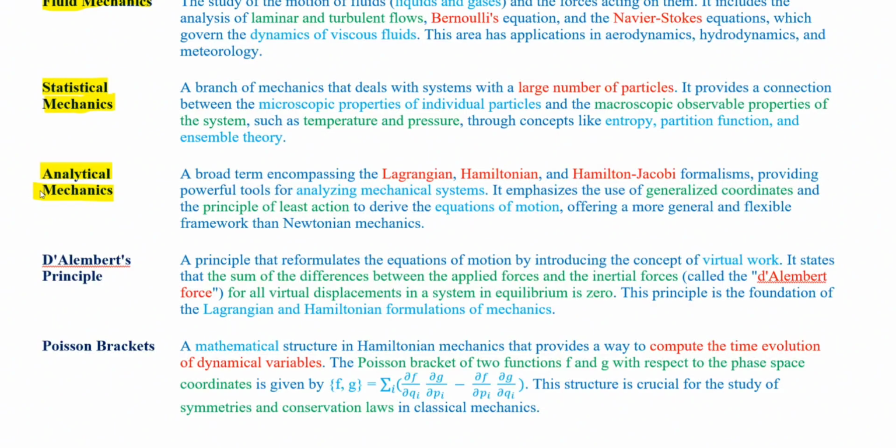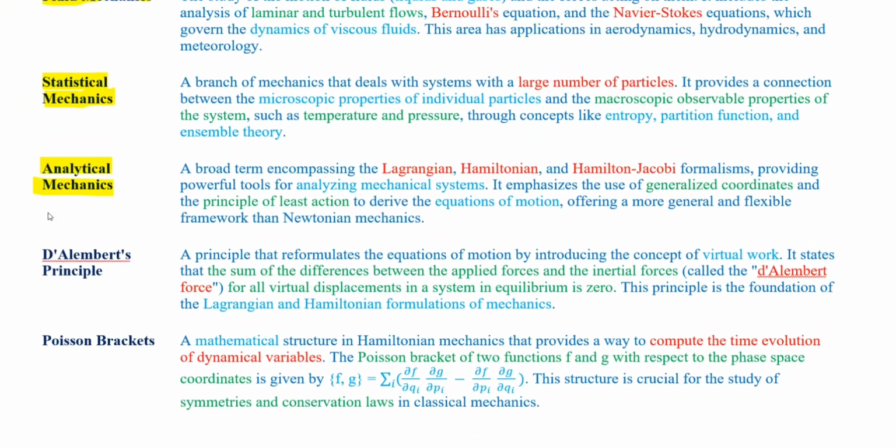Analytical mechanics. It encompasses Lagrangian, Hamiltonian, and Hamilton-Jacobi formalisms, offering powerful tools for mechanical systems analysis. This approach emphasizes generalized coordinates and the principle of least action for deriving motion equations, providing a more general framework than Newtonian mechanics.